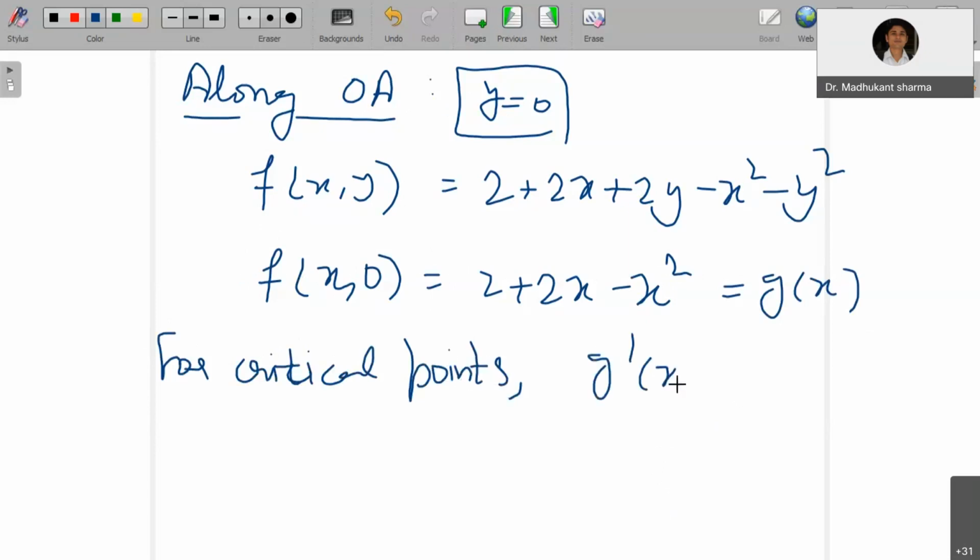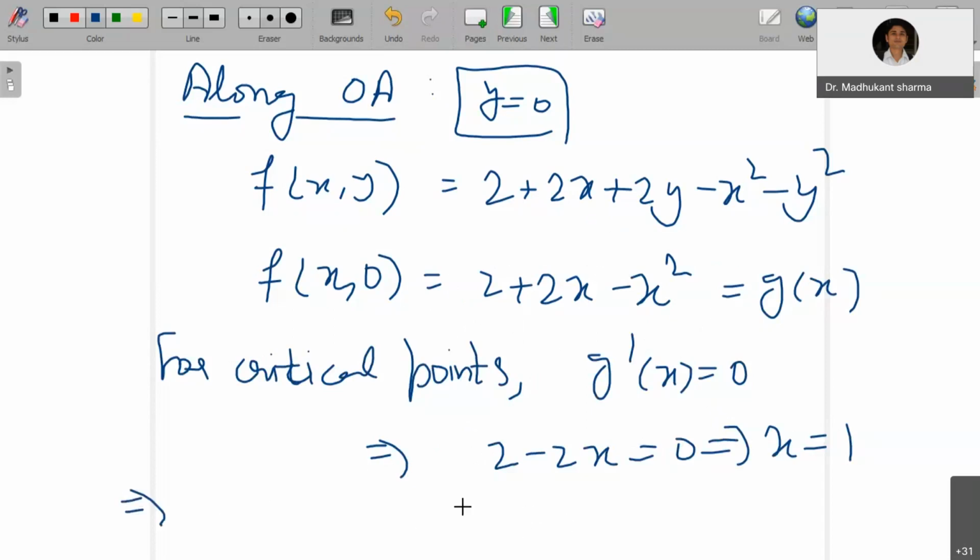So for critical points, g dash of x must be 0, because this is a polynomial and it is differentiable, so the derivative exists. Now what is g dash of x? That's going to be 2 minus 2x equals 0. This implies x equals 1. So the critical point along y equals 0 is (1, 0), that is, x equals 1 and y equals 0 is a critical point.